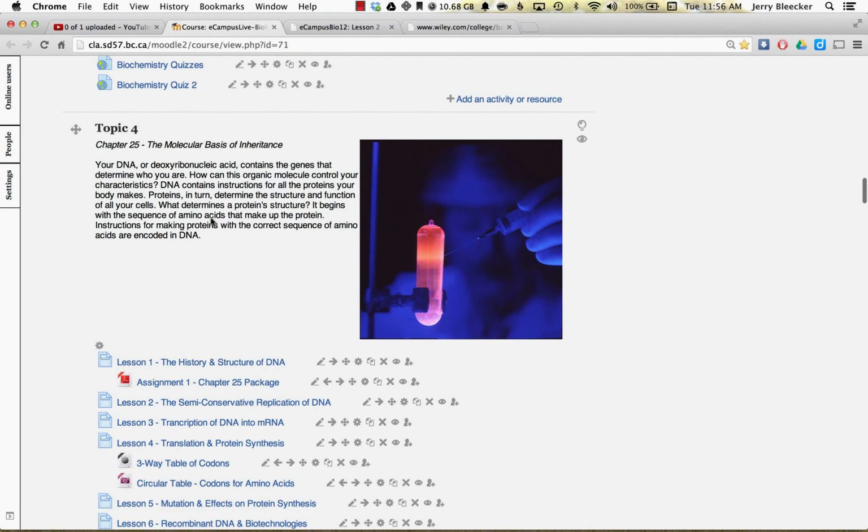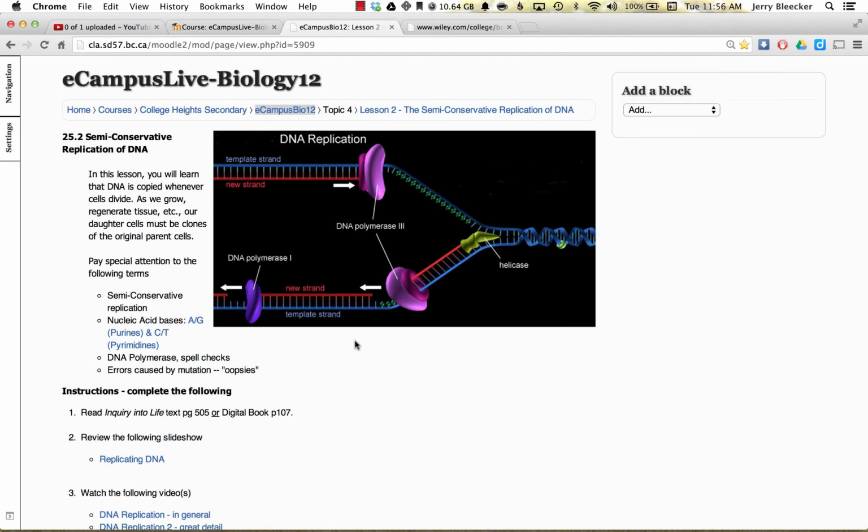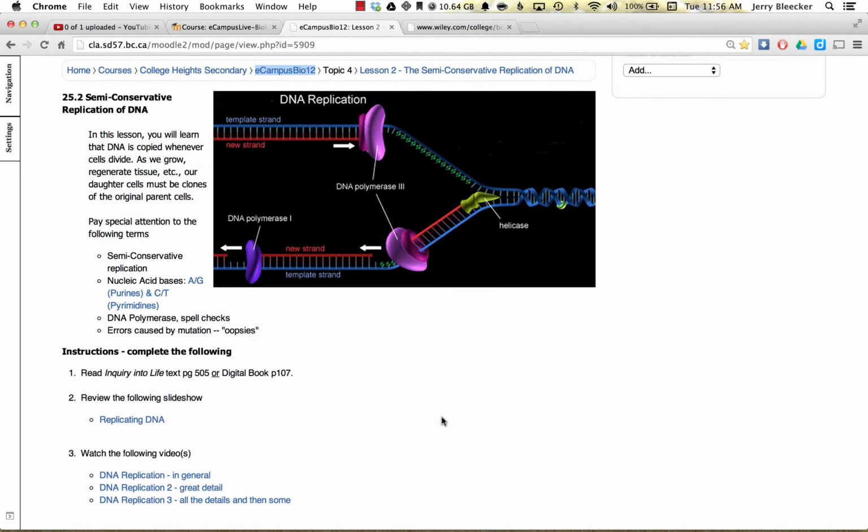Head on down to the fourth topic here. We've done the history and structure of DNA, and now check out the semi-conservative replication of DNA. When you go there, you'll be at section 25.2. Of course, this mirrors the existing textbook that we're using, but nonetheless, this is the order of the topics I would always go in anyways, regardless of the book.